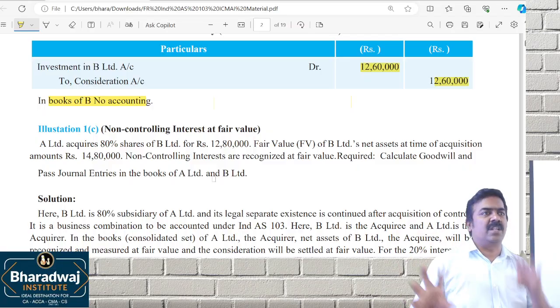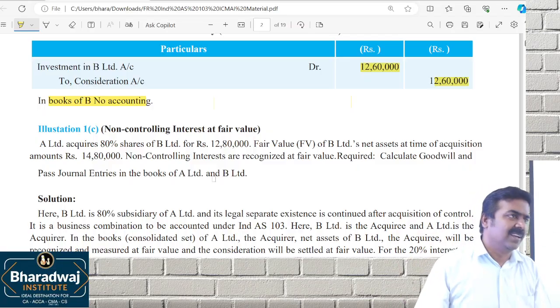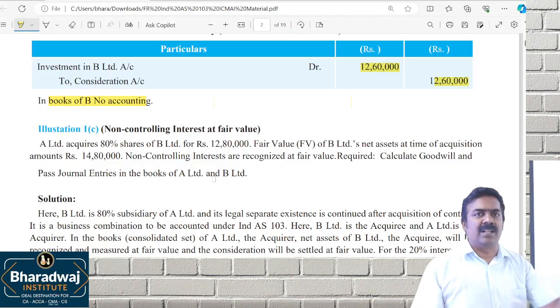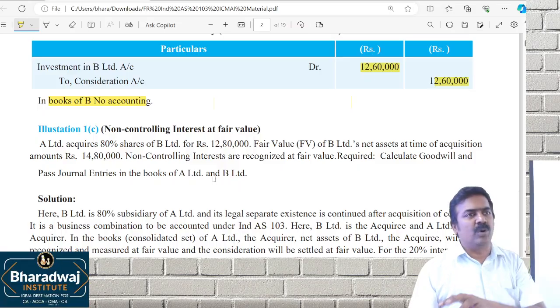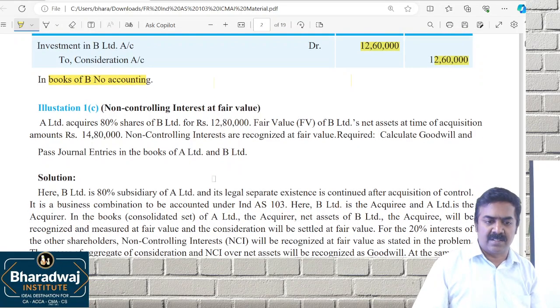Ind AS 103, Ind AS 110. What is the difference? In Ind AS 103, we take over the other company and it is closed. In Ind AS 110, we acquire only the control. Both the holding and subsidiary company coexist.